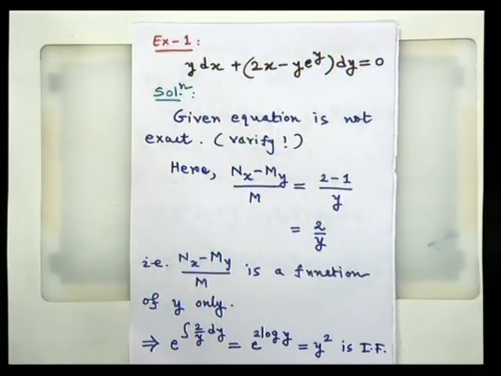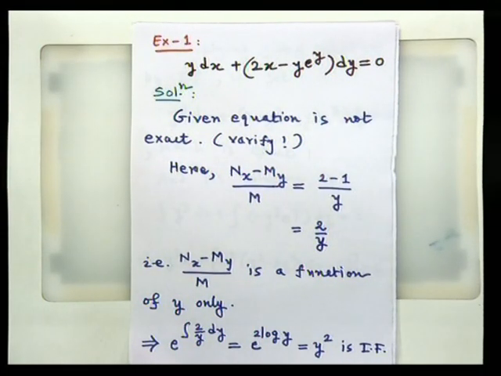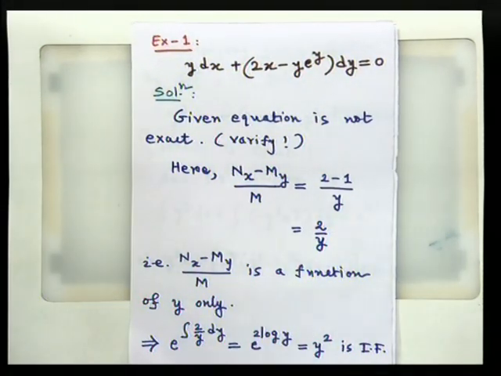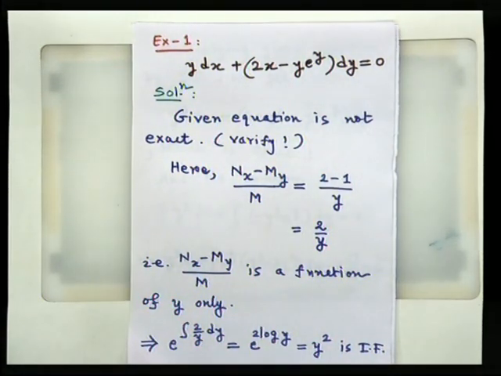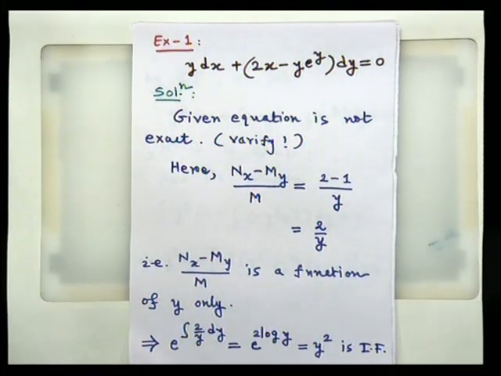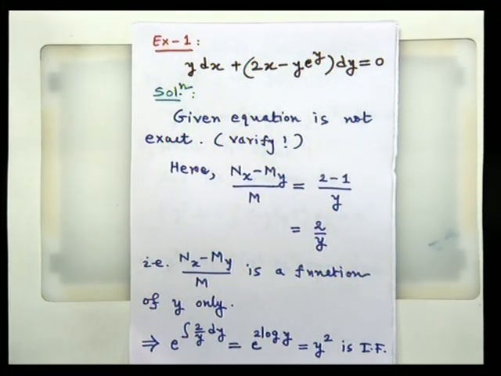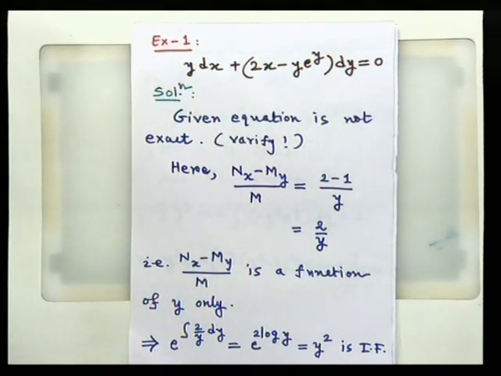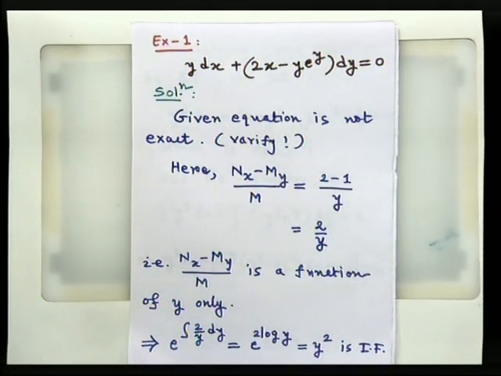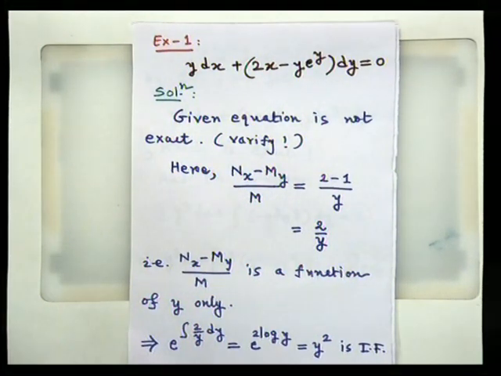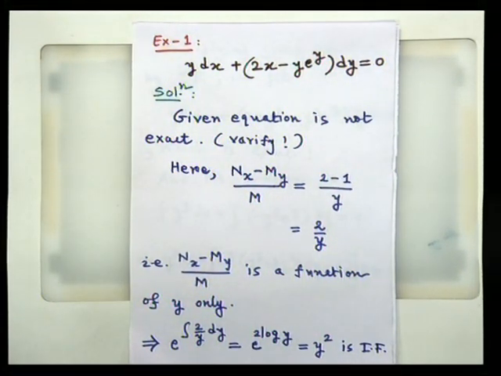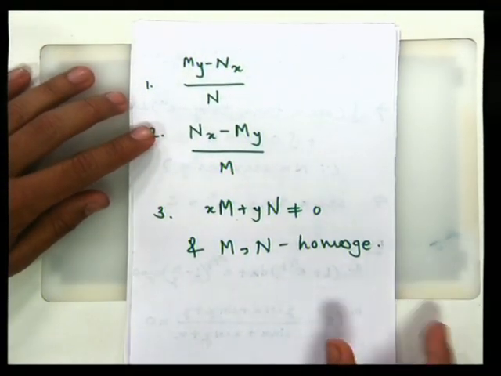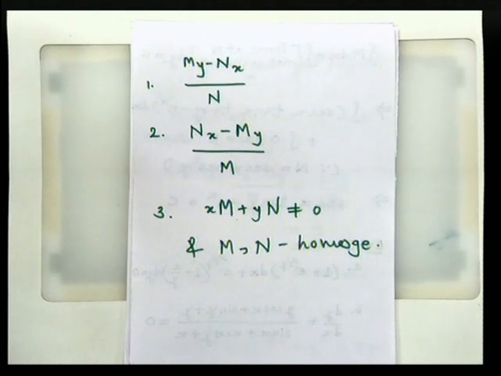So first we consider the first example, y dx plus (2x minus y e raised to y) dy equal to 0. Now if you check the exactness of this differential equation, you will get that My is not equal to Nx, which means this differential equation is not exact. So now what? When a differential equation is not exact, we will one by one check these three conditions.